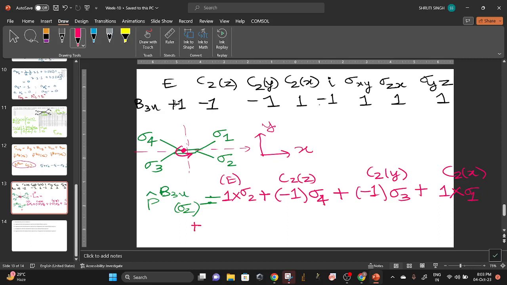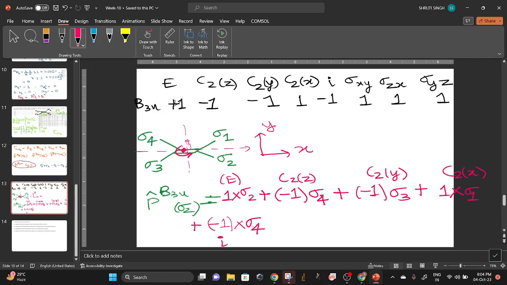Next is identity. Under identity, the character is -1. So let's write -1 into it. What will happen? This 2 will get changed because identity is here. Center of inversion is here. So sigma 2 will become what? Sigma 2, sigma 3? No, this is the inversion center. Oh, sigma 4. Yes, sigma 2 will become sigma 4.